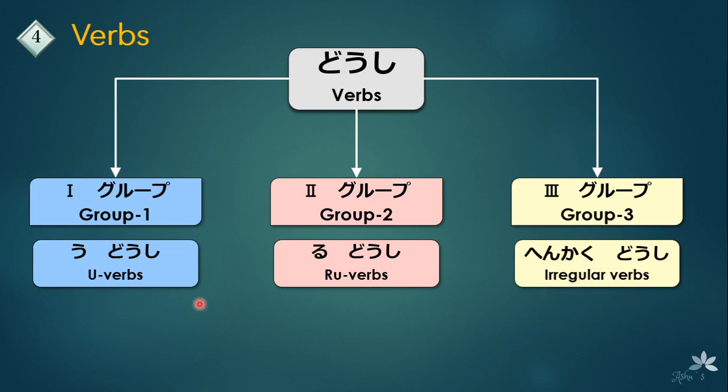Friends, why these verbs are called u verbs, ru verbs and irregular verbs, I will be explaining in my later lessons. At this point of time, I request you all to know the group of the verbs. When I teach a verb, I will be telling you whether it falls in the first group, second group or third group. It's very important to remember the group also.